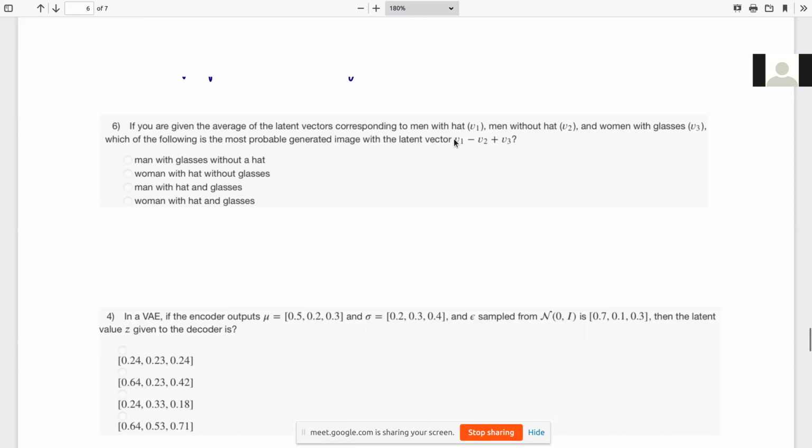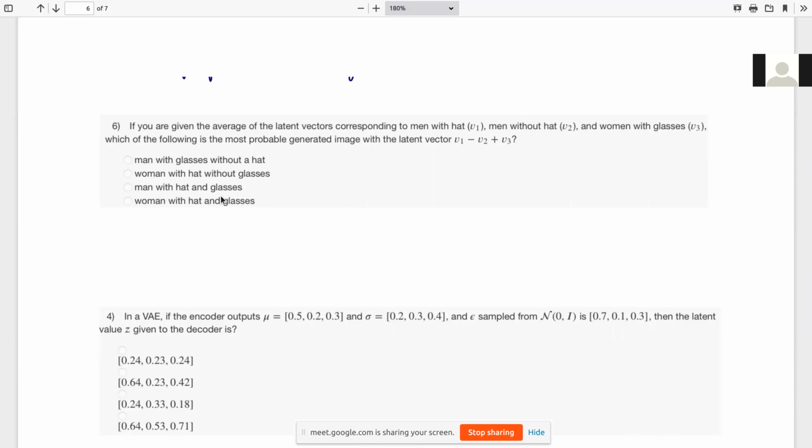Now V1 is representing two attributes, which are man and hat. V2, roughly speaking, is representing the attribute of man only and no hat. So if we do V1 minus V2, it should give the attribute hat. Then we add the latent embeddings of V3, which is representing women with glasses. So finally, after evaluating this arithmetic expression, we get women with glasses and hat. This should help us in generating images of women with hat and glasses.